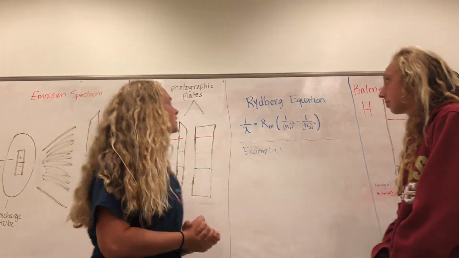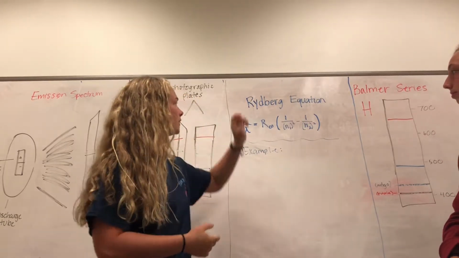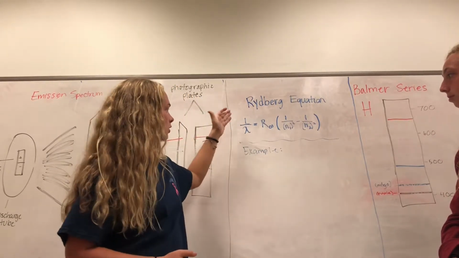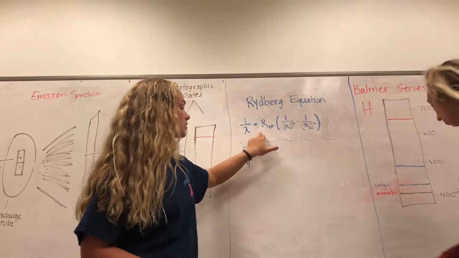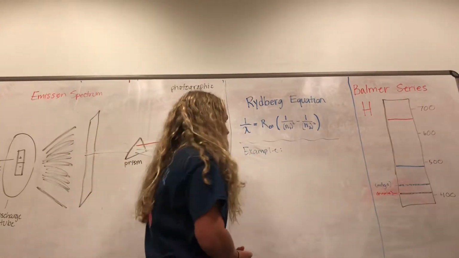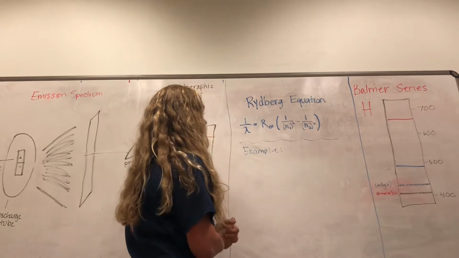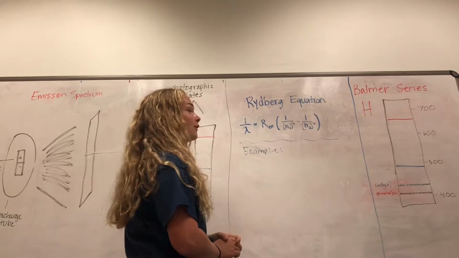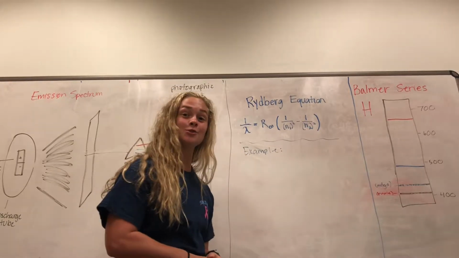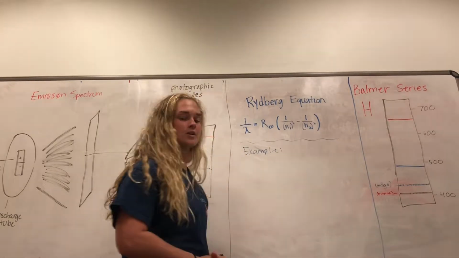Okay, next on the topic list, we are going to talk about the Rydberg equation. Now, as shown, the Rydberg equation is 1 over wavelength equals Rydberg's constant, which is 1.097 times 10 to the 7th meters to the negative 1, times 1 over n1 squared minus 1 over n2 squared. Now, I'm going to do an example problem.